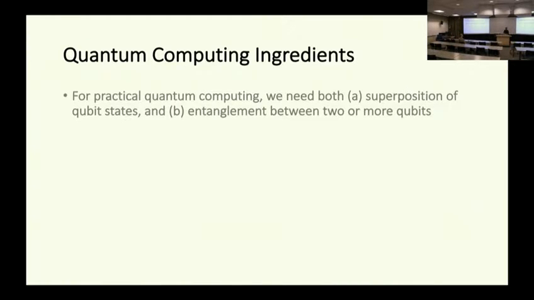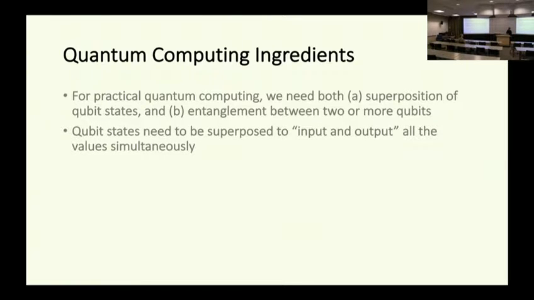So, but in order to do quantum computing, there's some essential ingredients like you need this salt and pepper. It doesn't taste good. So, same thing. You need the superposition of qubit states and entanglement between 2 or more qubits. You can do some stuff with superposition alone, but not something that gives you a practical computer. It's more like experiments. That's where we are at, as a matter of fact. So the qubit states are superposed to input and output all the values simultaneously, as you saw in the slide I had earlier.